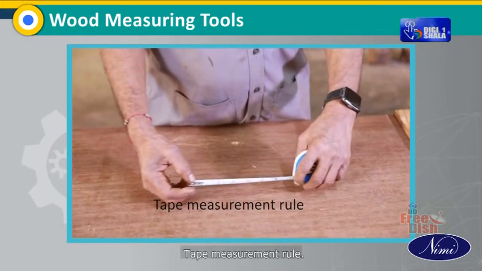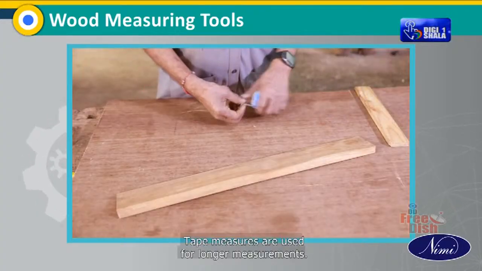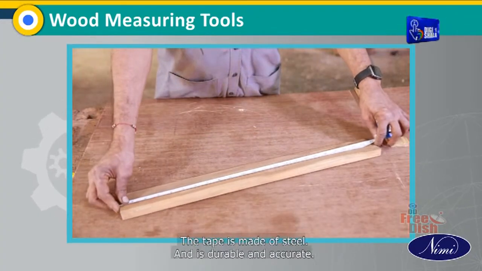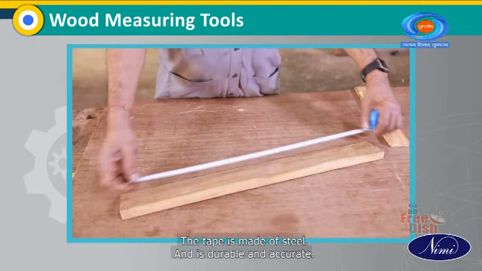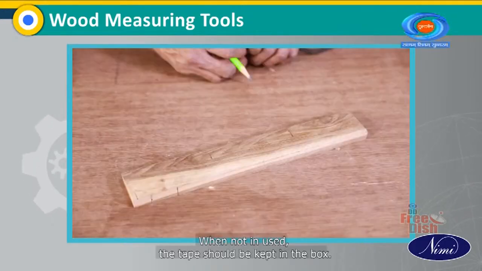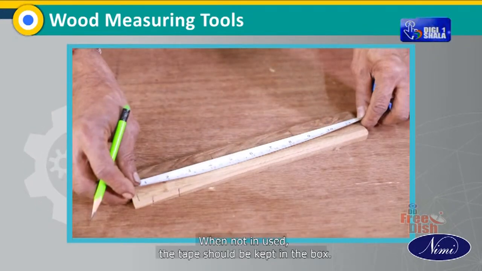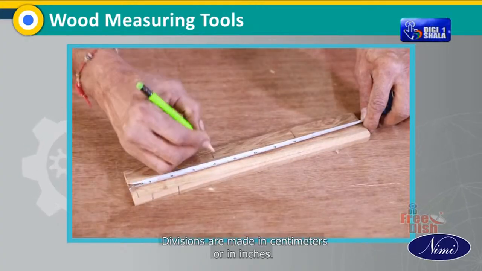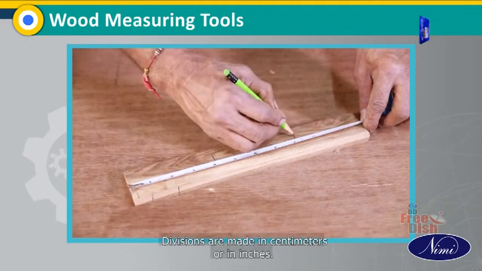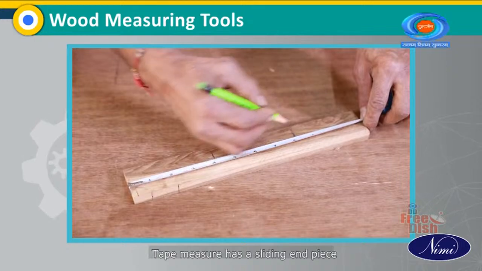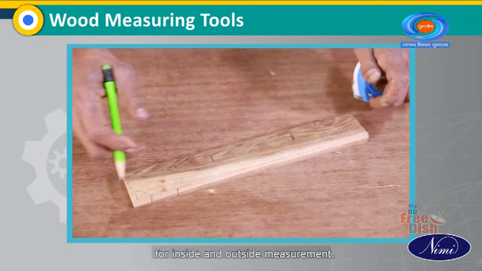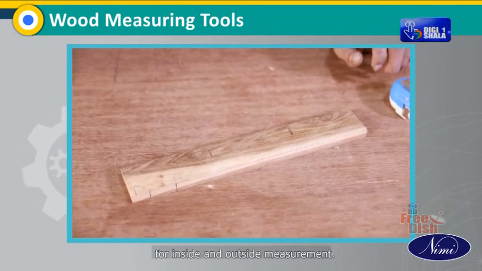Tape measurement rule. Tape measures are used for longer measurements. The tape is made of steel and is durable and accurate. When not in use, the tape should be kept in the box. Divisions are made in centimeters or in inches. A tape measure has a sliding end piece for inside and outside measurement.